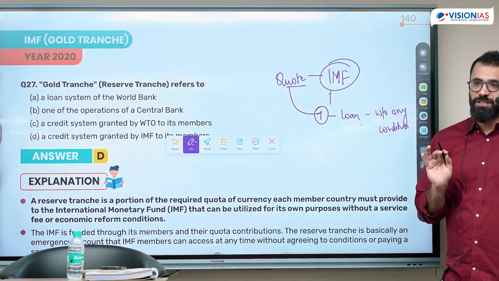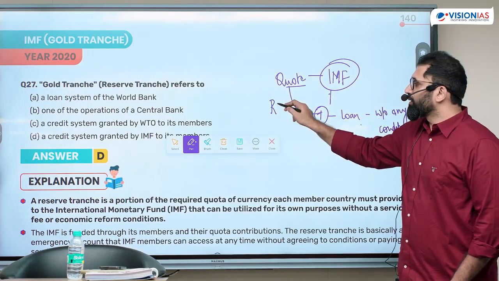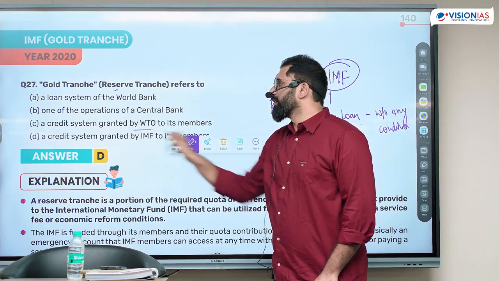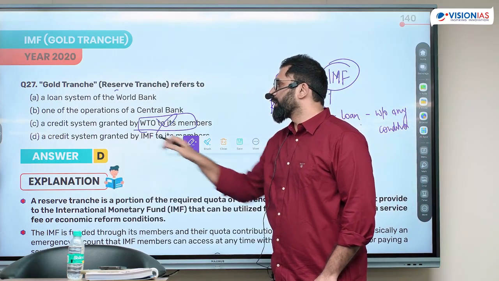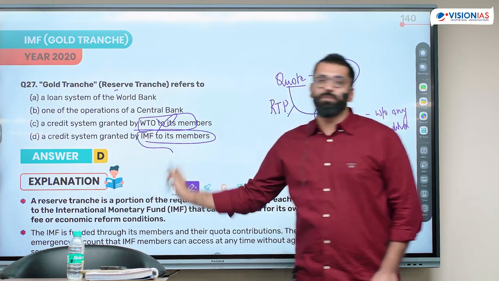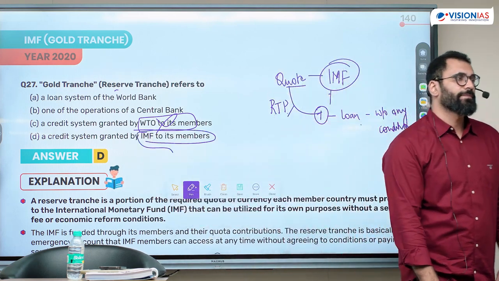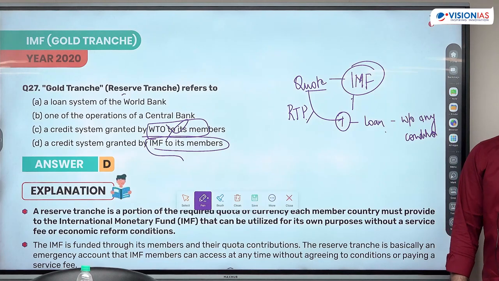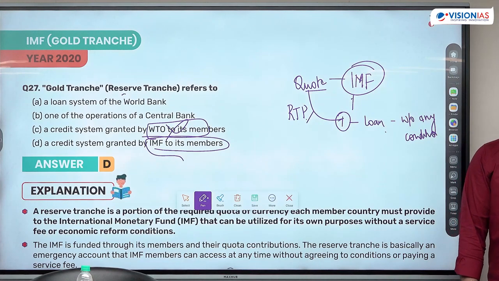without any limits. This is called the reserve tranche position or gold tranche. It is a credit system granted by the IMF to its members. This is the reserve tranche, which is your money kept with the IMF. So you can take it whenever you have a problem, without any condition.